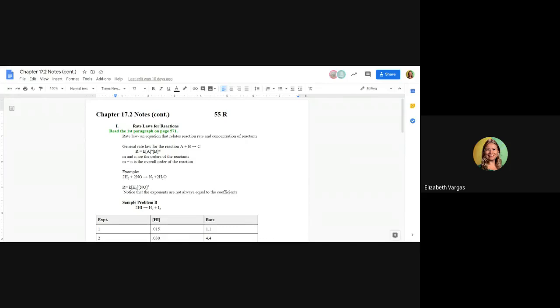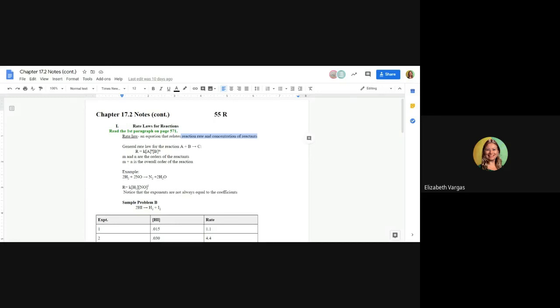You can read this paragraph on your own. A rate law is an equation that relates the rate of the reaction to the concentration of the reactants. Before, we were looking at the rate of the reaction being a change in concentration over a change in time, and that's the slope of a graph that tells us how fast the reaction is happening. This is a little bit different because we're looking at how changing the concentration will affect the rate of the reaction. Instead of starting A at 1 molar, if I started it at 2 molar, what's that going to do to the rate of that reaction?